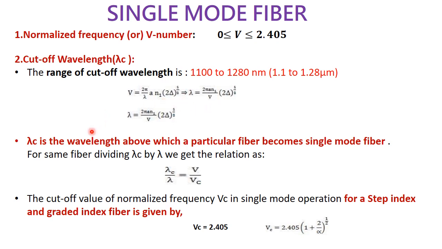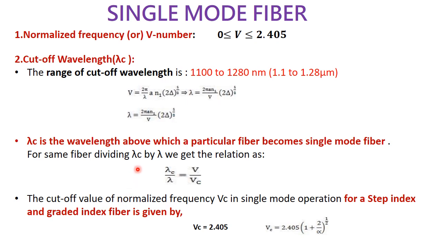This cutoff wavelength lambda c, particularly for the single mode fiber, should be within that range. By comparing the cutoff wavelength lambda c with the operating wavelength lambda, we can find the relationship between lambda c and lambda, which is lambda c by lambda equal to V by Vc, where Vc is the cutoff normalized frequency.